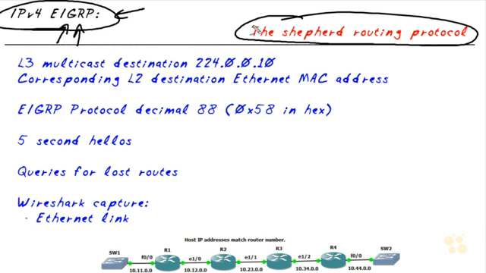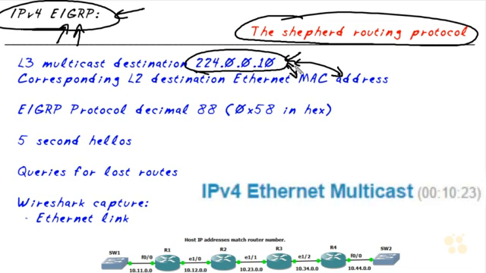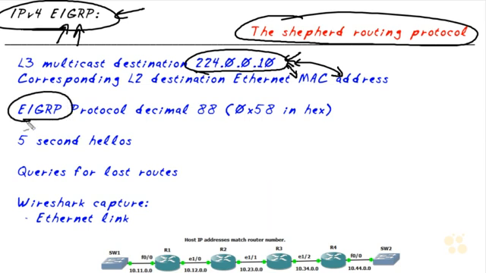So regarding EIGRP, it sends out layer 3 packets to the multicast address of 224.0.0.10. And for more details on the mapping of a layer 3 multicast address to an Ethernet MAC address, check out our nugget on IPv4 multicast. Another really cool thing about EIGRP is that it has its own protocol number. It's not using TCP, it's not using ICMP, it's not using UDP. It has its own protocol number of 88 in decimal. And every 5 seconds, it sends out hello messages. That allows EIGRP neighbors to make sure that the neighbor is still reachable.